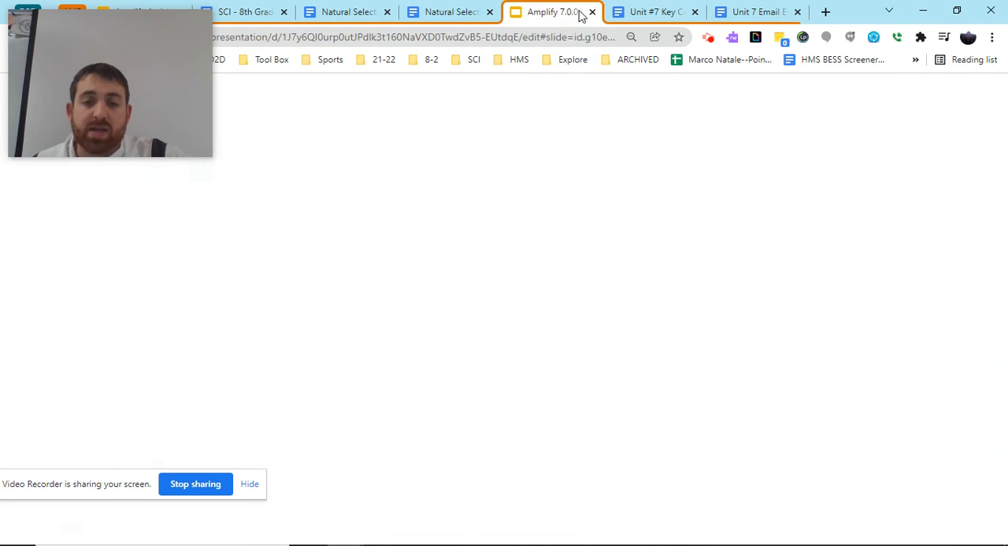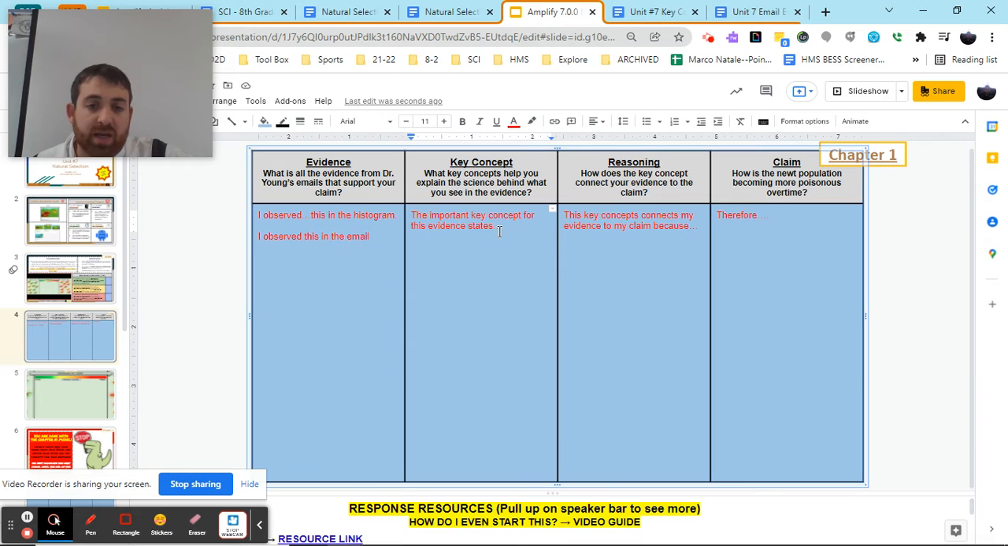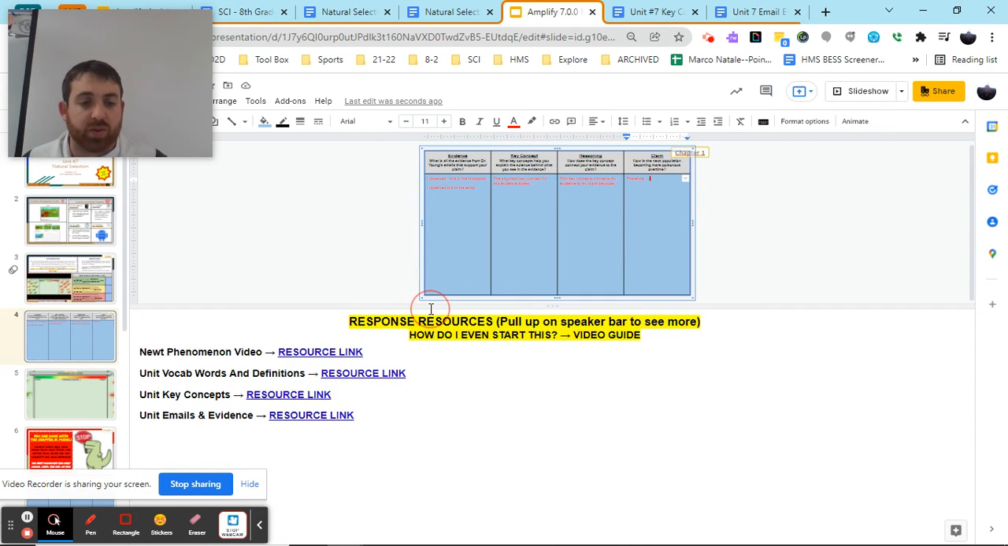And again, we're going to come in here and we're going to go word for word. The important key concept for this evidence states, and we would put in the actual key concept, citing it word for word. From there, we're going to connect the key concept to our evidence. This key concept helps connect my evidence to my claim because, and this is where you need to explain why this helps you explain this and connect to this. So notice each time we go through each section, I'm taking a look at my resources.